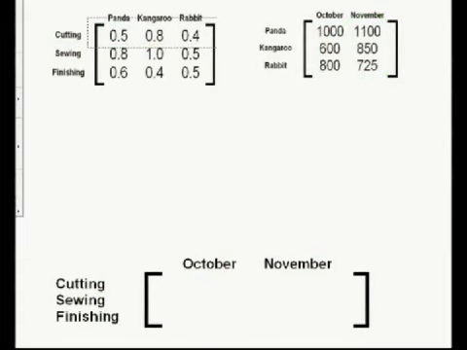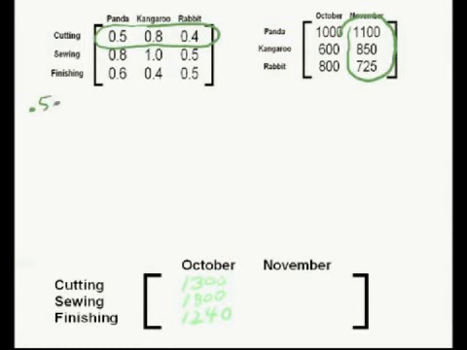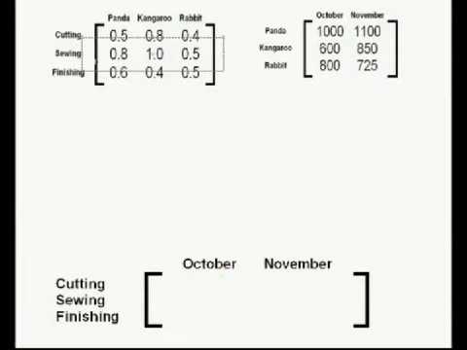Now, I have this little animation I'd like you to watch. Imagine taking the first row, I'm going to turn it on its side and put it right next to the last column. So those are the pairs of numbers I'm going to multiply together and then add the products together. In this example, 0.5 times 1100 plus 0.8 times 850 plus 0.4 times 725, giving me a grand total of 1,520.